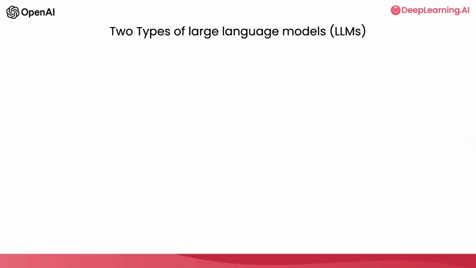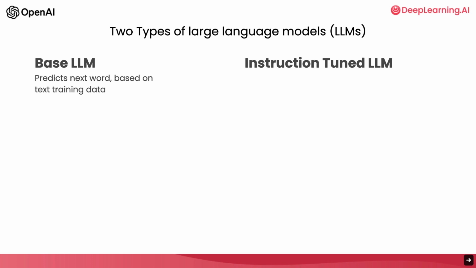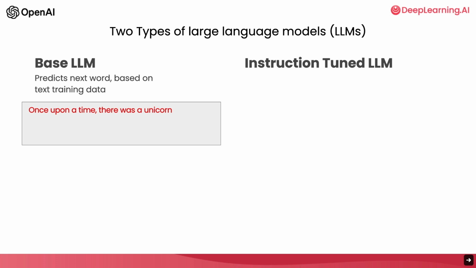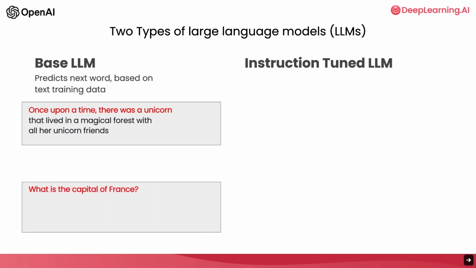So in the development of large language models, or LLMs, there have been broadly two types of LLMs, which I'm going to refer to as base LLMs and instruction-tuned LLMs. So a base LLM has been trained to predict the next word based on text training data, often trained on a large amount of data from the internet and other sources to figure out what's the next most likely word to follow. So for example, if you were to prompt this, "Once upon a time there was a unicorn," it may complete this, that is, it may predict the next several words are "that lived in a magical forest with all unicorn friends."